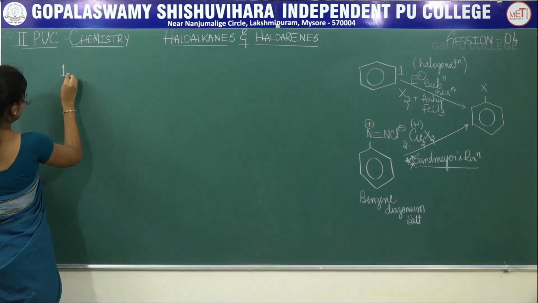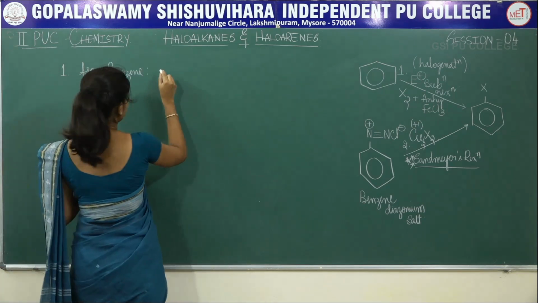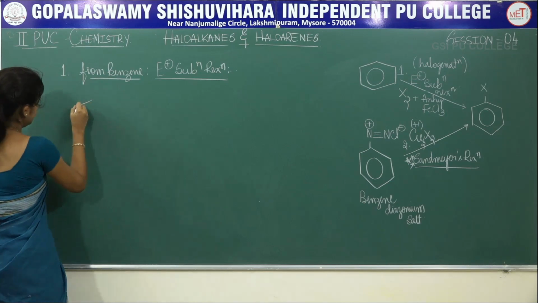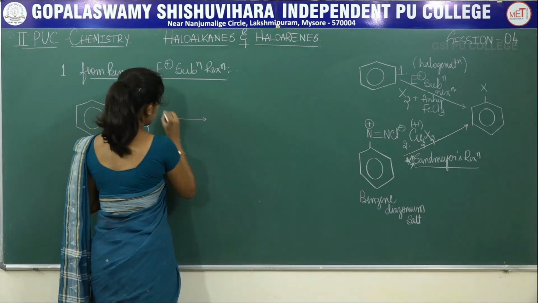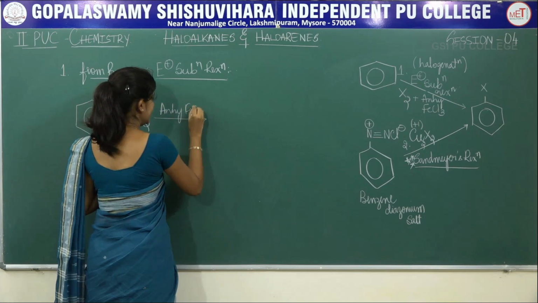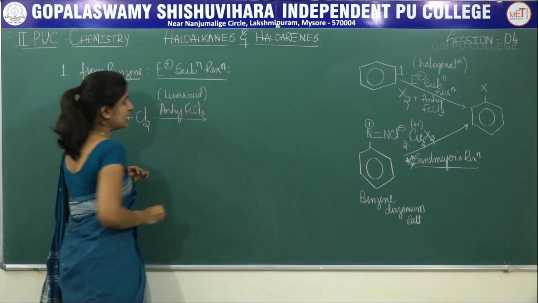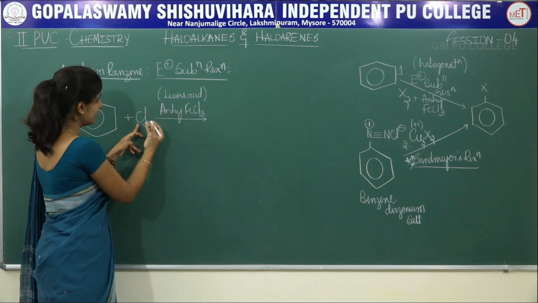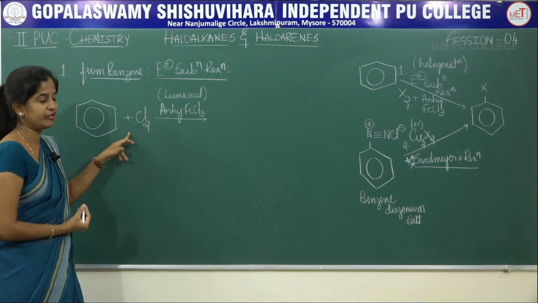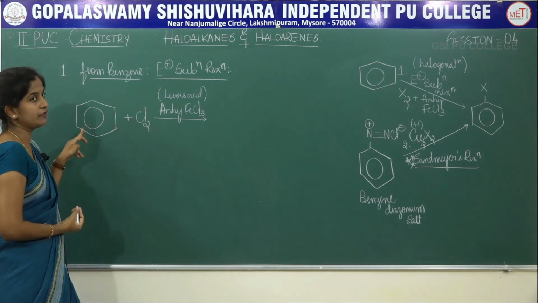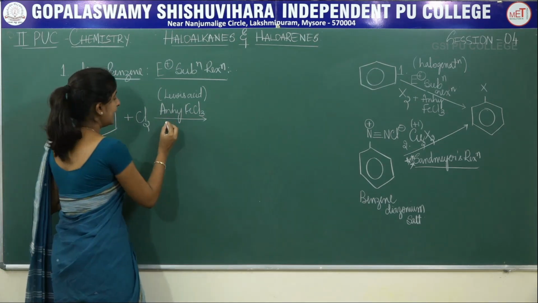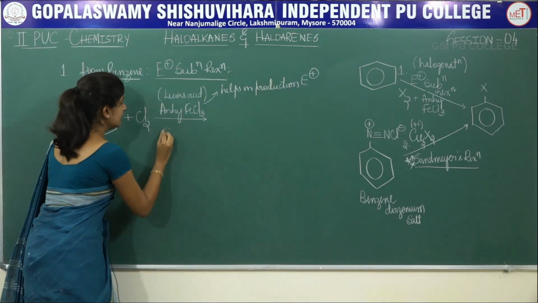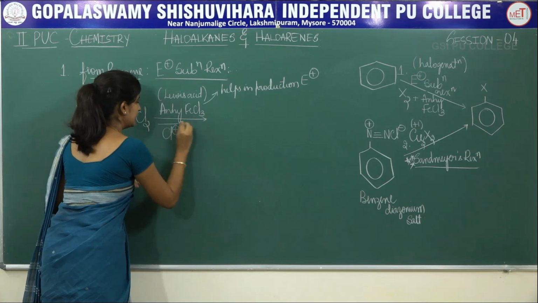So the first method from benzene is through electrophilic substitution reaction. Take your benzene, react it with chlorine in presence of anhydrous FeCl3. This is your Lewis acid. It helps in generation of electrophile. That is, this FeCl3 will combine with this chlorine and form the respective electrophile for the electrophilic substitution reaction. Which is the electrophile here? It is chloronium ion.